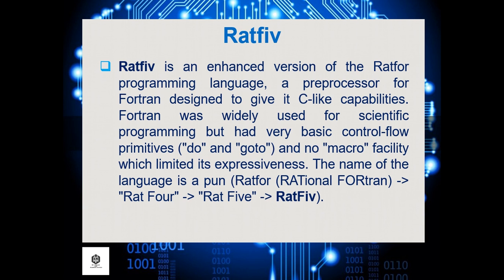RATFIV. RATFIV is an enhanced version of the RATFOR programming language, a preprocessor for Fortran designed to give it C-like capabilities. Fortran was widely used for scientific programming but had very basic control flow primitives like DO and GOTO and no macro facility, which limited its expressiveness. The name of the language is a pun: RATFOR, meaning Rational Fortran, then RATFIV.